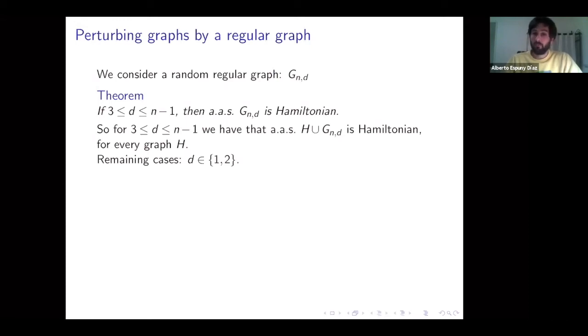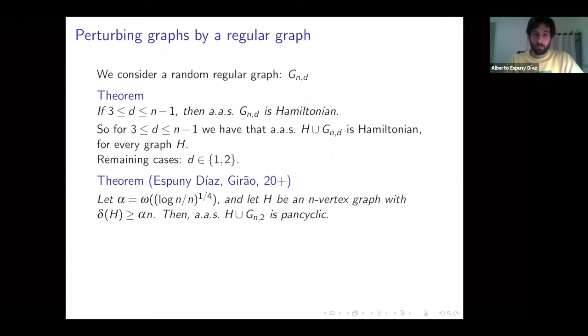And actually what we have found is that the behavior of each of the two cases is very different from the other. So our main results are precisely what happens in each of these two cases. So I guess first, if we consider a random two regular graph, what we managed to prove is that if we consider any deterministic graph H with minimum degree at least alpha n, where alpha is somewhat larger than log n over n to the power of 1/4, then with very high probability, the union with a random two regular graph is Hamiltonian, and not only Hamiltonian, but also pancyclic. So we contain cycles of all lengths.